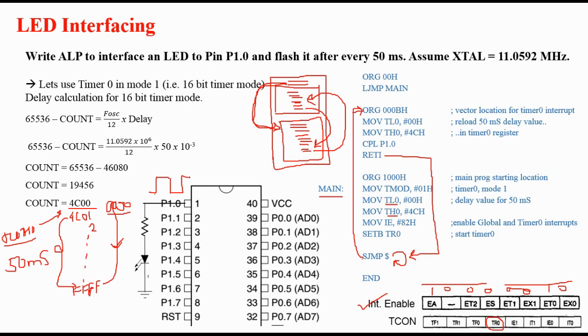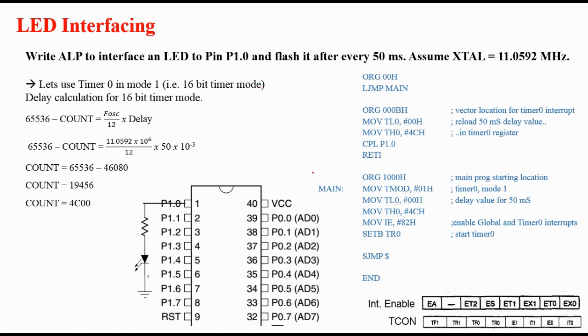Again return from interrupt. So in this way, at this point you can see high low signals are getting generated, of which width is 50 millisecond. In this way we are making this LED on and off, of which duration is 50 millisecond. So this ends up the program discussion related to LED interfacing.